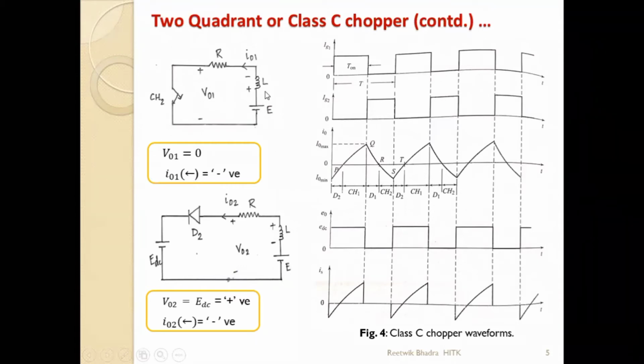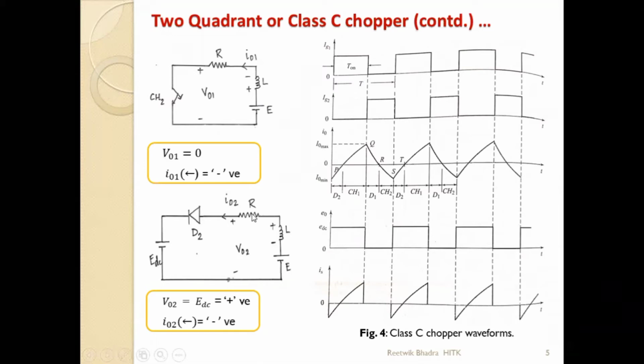Now the inductor is charging. So the inductor will charge in the negative direction. So there is an increase in current in the negative direction, charging. Now, when this CH2 is off, the inductor will discharge. The polarity across this will change. You can understand, this will be plus, so this is connected to this.